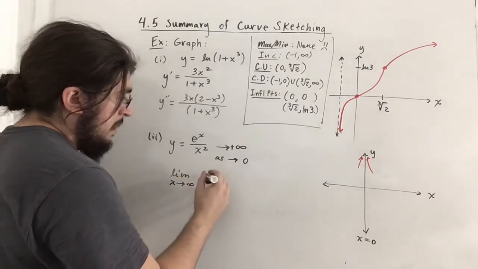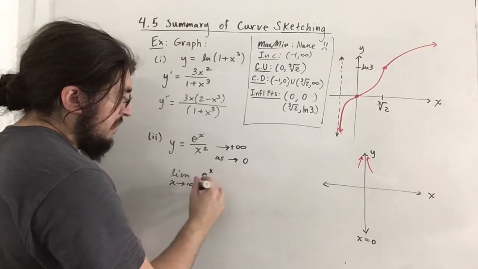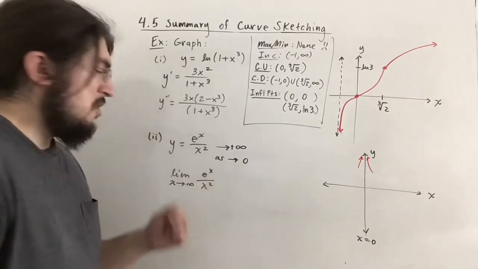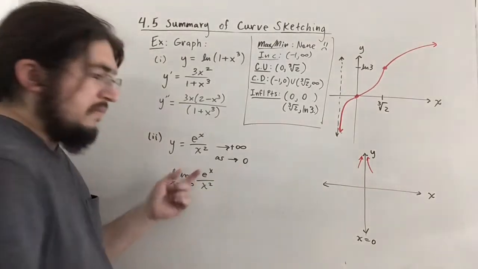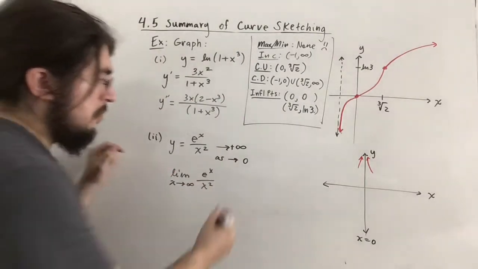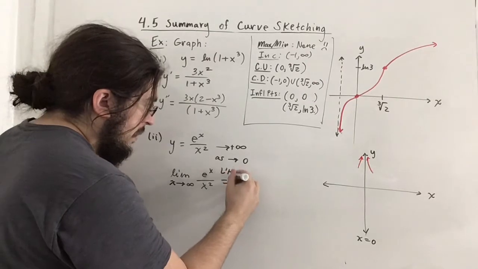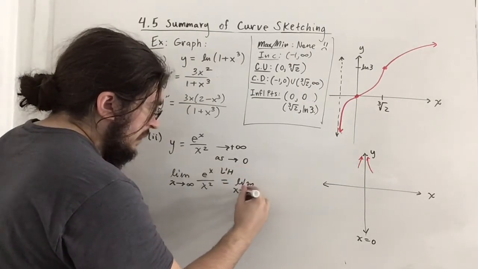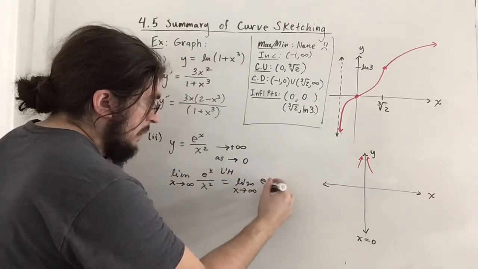infinity? Well, as x goes to infinity of this, you may need to use L'Hopital's rule because you get infinity over infinity, but it's not difficult to see that if you apply L'Hopital's rule, your limit will still be the same, but notice the derivative of the top is still going to be e to the x.